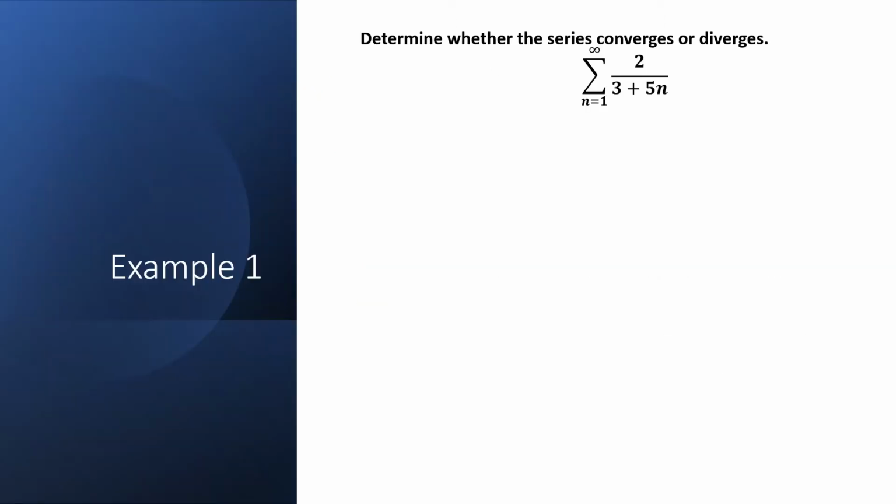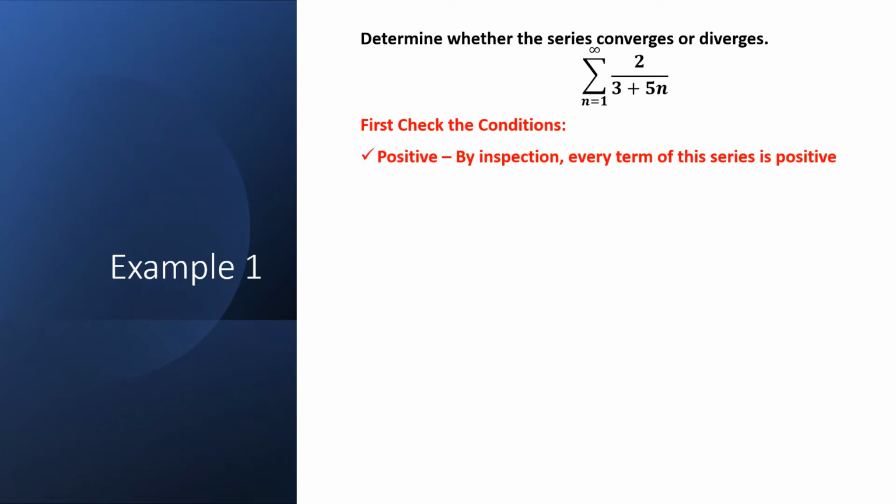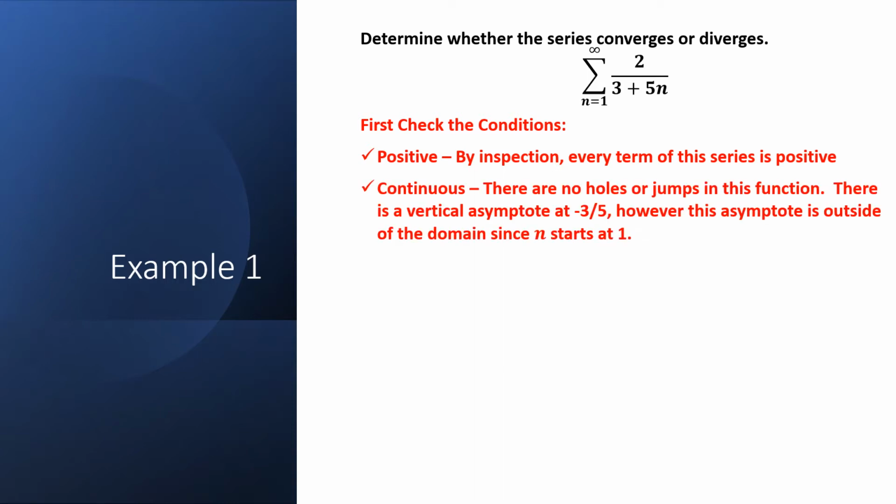All right, so example 1, we want to determine if it converges or diverges. So what I'm going to do is check my conditions for the integral test. The first condition, I know that it is positive, and I'm doing that by inspection. I'm not doing really any math there. I just know since n starts at 1, my numerator is positive and my denominator will also always be positive, so the series is positive.